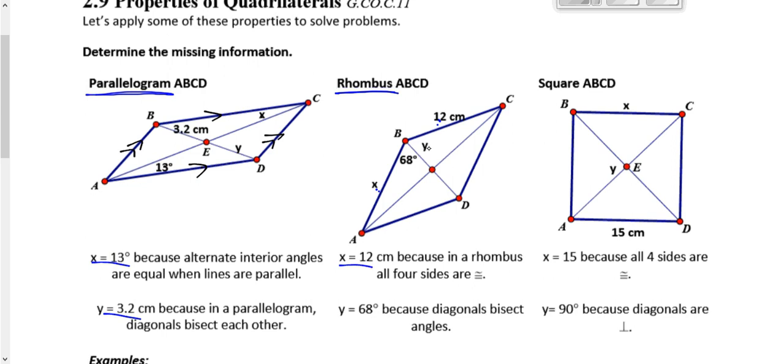And Y is going to be that angle. Oh, well, that's an angle. What property of rhombus? Angles, what about them? Find something about angles and rhombus properties. What about opposite angles? The diagonals do something. Diagonals bisect opposite angles, right? So that means that and that are congruent, right? So Y has to be what? 68.